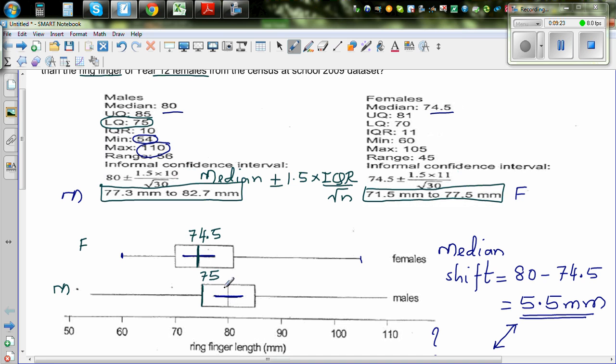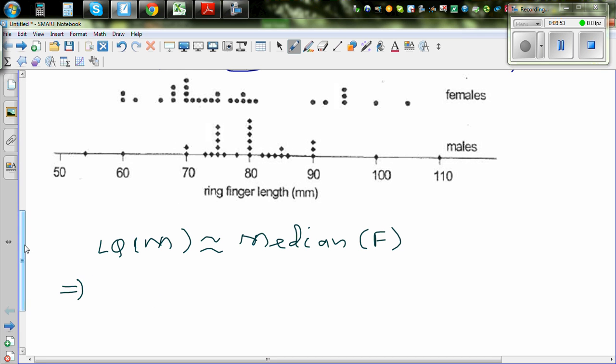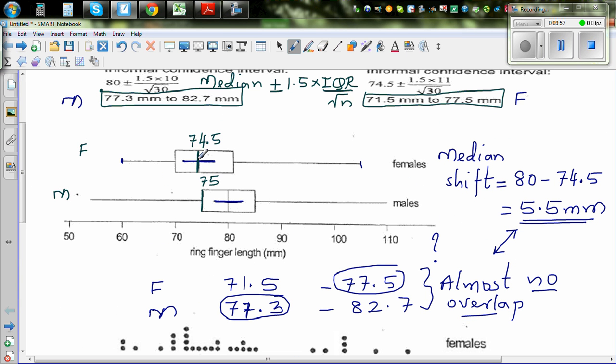That means the lower quartile of males is almost the same as the median of females. Let me write that: the lower quartile of male is almost the same as the median of female. What does this mean? What is the function of quartiles? The median is halfway between the data, so this is 50% and this is 50%. The quartiles divide the data in four equal parts. So to the left of the lower quartile you've got 25%, and to the right of the lower quartile you've got 75%.